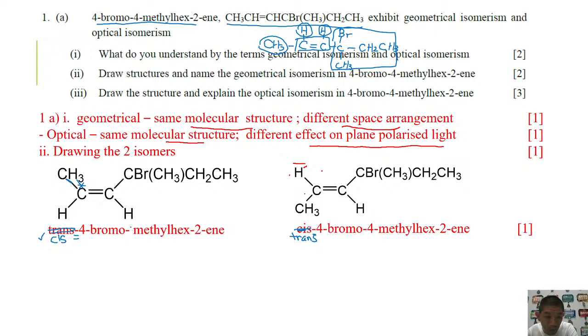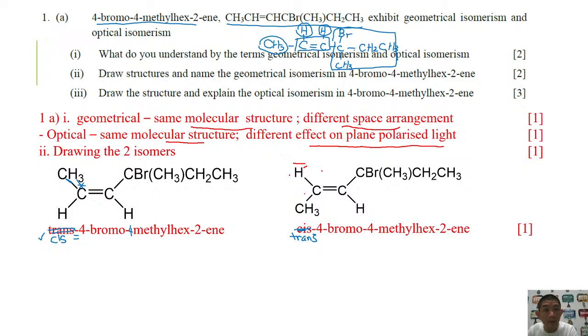Okay, so 4-bromo-4-methyl hexene here. You must write exactly back the cis and trans in full name, especially when the question has already given you the full naming for it. Okay, so these are the two isomers of how you should draw the structures here.